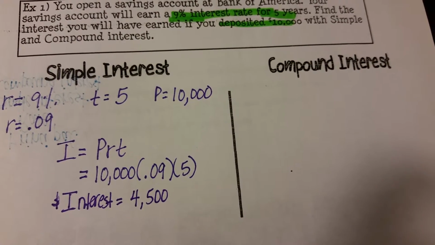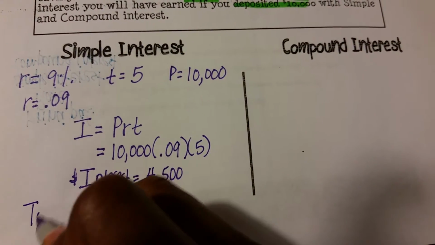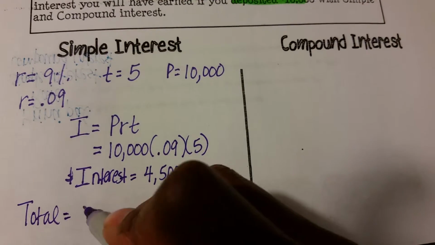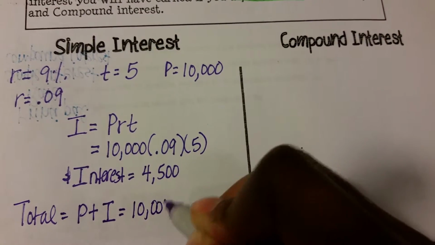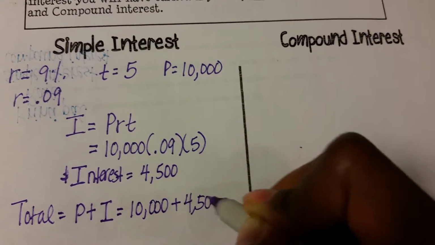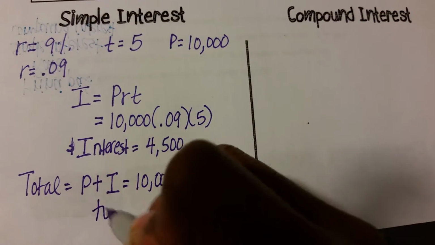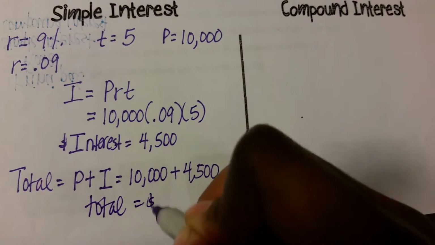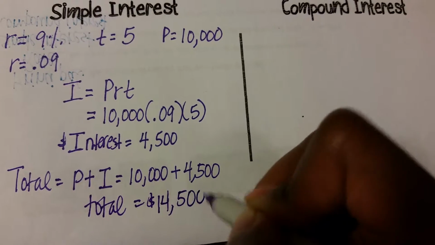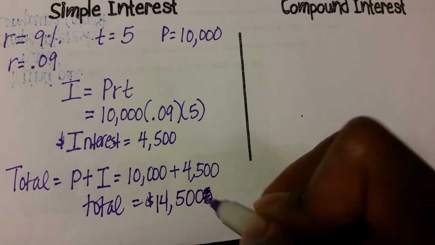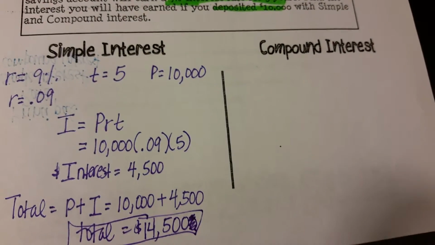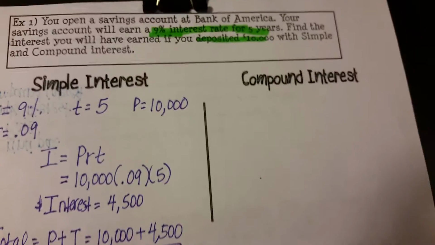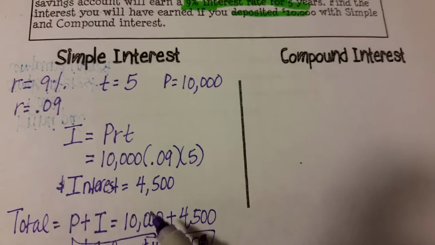Okay? Now, if we want to say our total, the principal plus the interest, it would be $10,000 plus 4,500. So my total here would be 14,500. Okay, so this is how much would be earned if I deposit $10,000 with simple interest. So let's see how much it would be with compound interest.